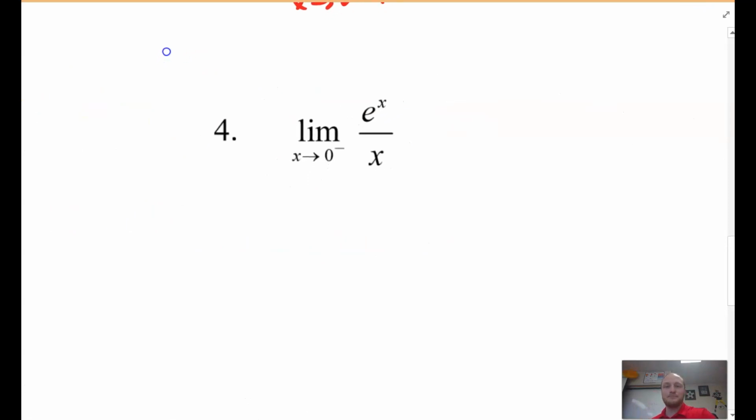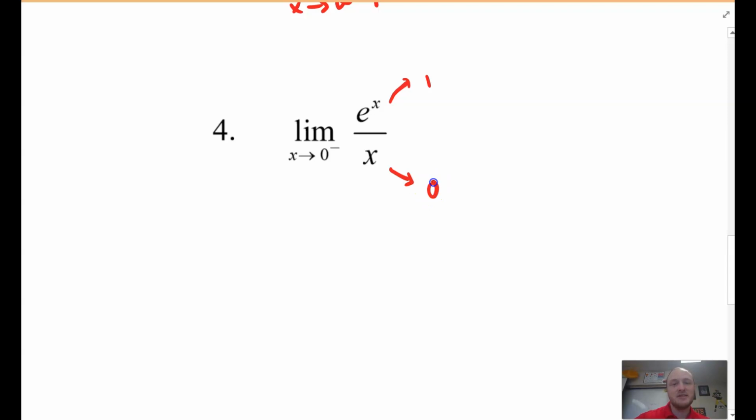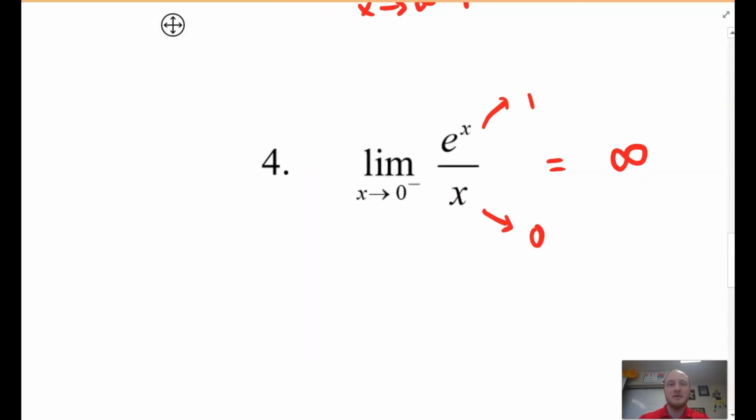How about this one? The limit as x approaches 0 from the left of e to the x over x. If I plug in 0 here, we get 1. If I plug in 0 here, we get 0. So we have 1 over 0, so that is infinity. But notice it's coming from the left. I'm going to highlight this.